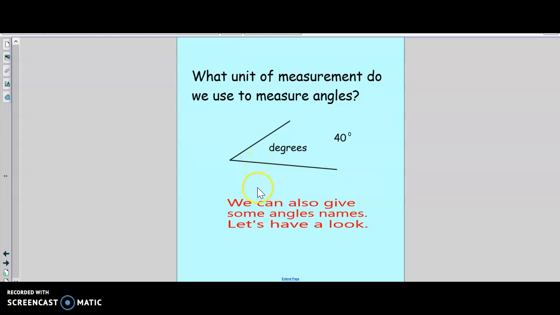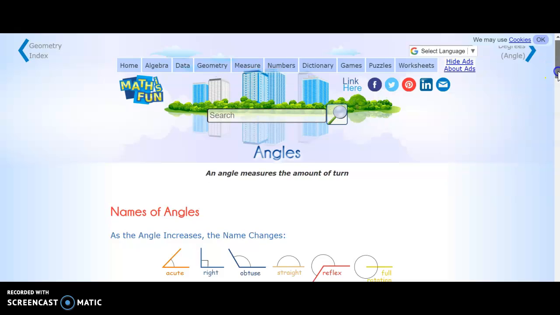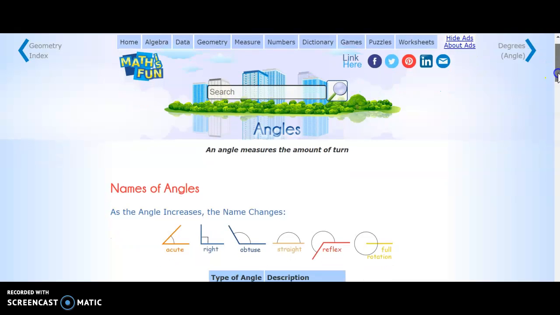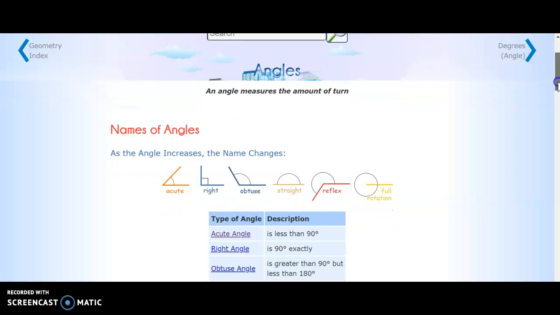So we can give our angles some names. And we're going to have a look at a website now which talks about the names of the different angles. And lots of you will know these already. I've put the link to this website so you can have a look at it yourselves. Let's look at this. Angles. An angle measures the amount of turn, which I've already talked about. As the angle increases, the name changes.